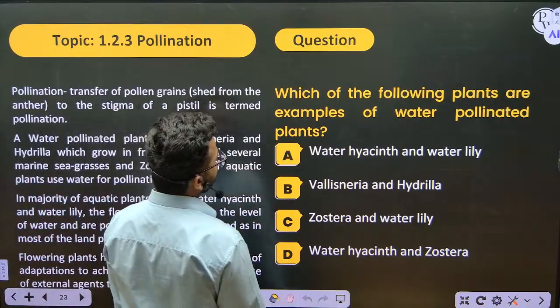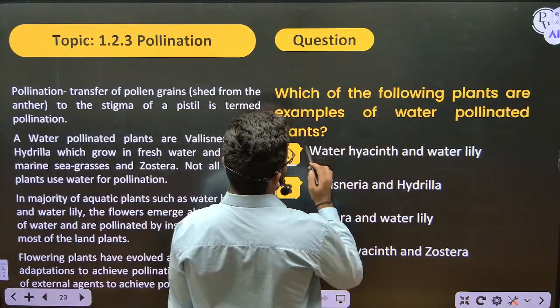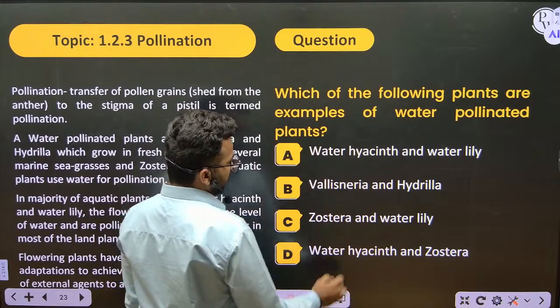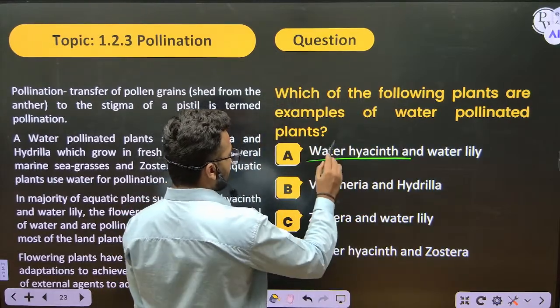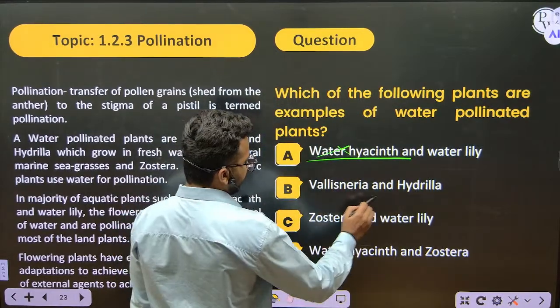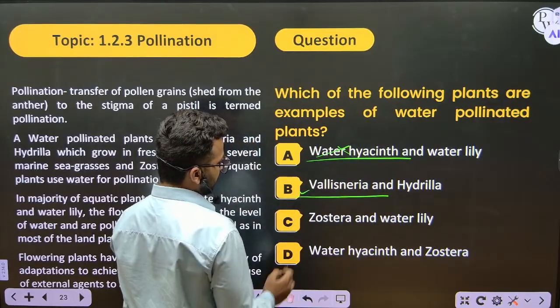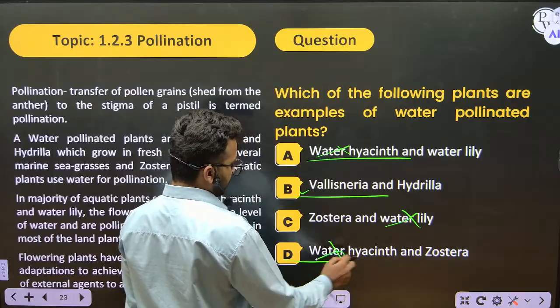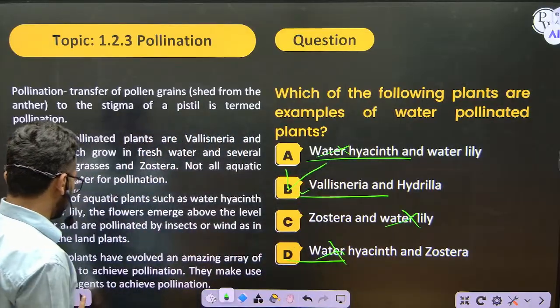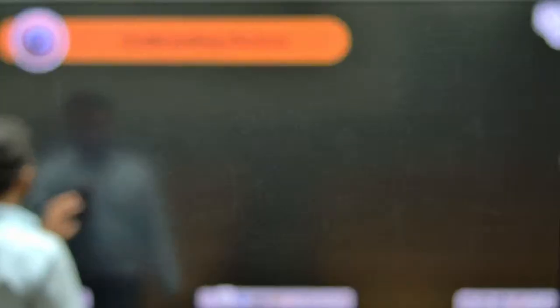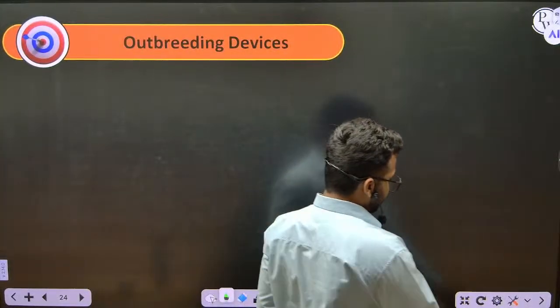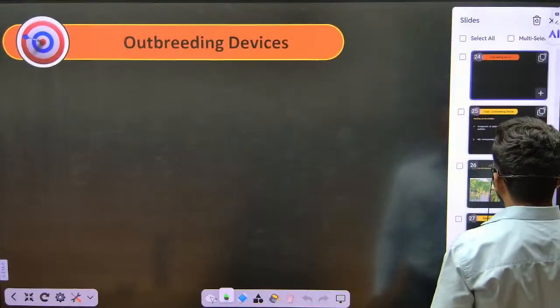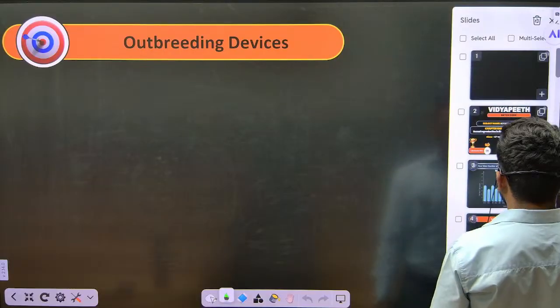Which of the following plants are examples of water pollinated plants? Water hyacinth and water lily, not. Vallisneria and hydrilla, fresh water. Zostera and water lily, not. Water hyacinth, not Zostera. So option B will be the answer. So outbreeding devices, that we will continue in the next session. If you have any doubts, you just go through that DPP, solve the questions. So this is enough for today's class.